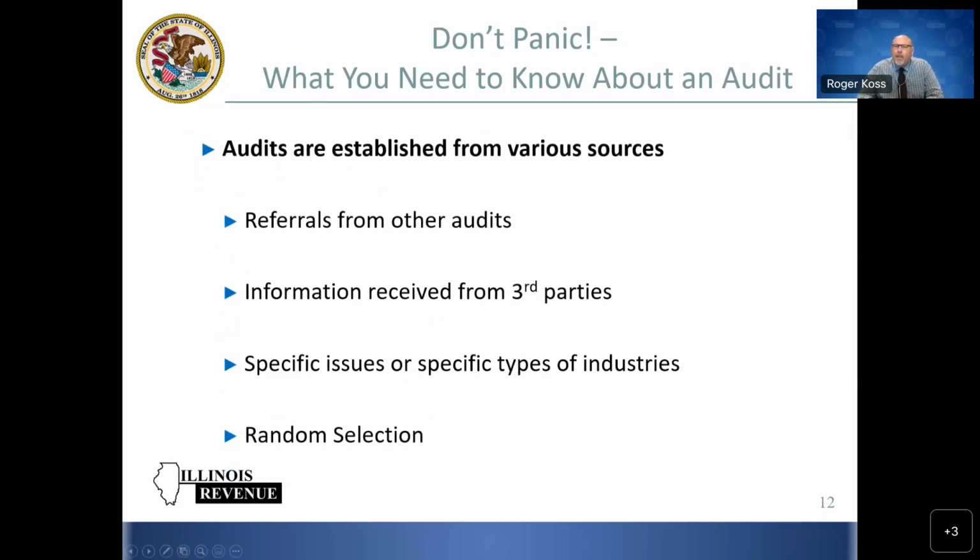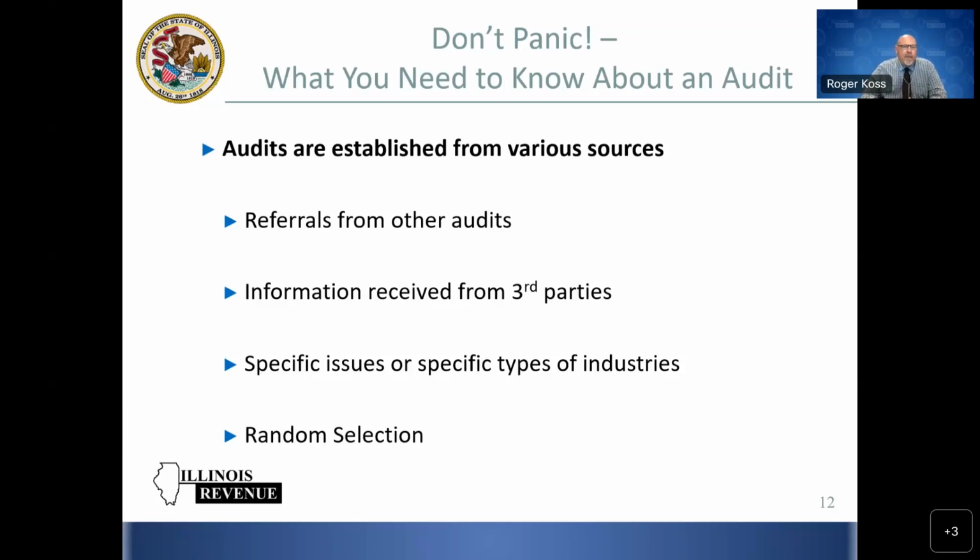Audits are established from various sources. When we are conducting audits on taxpayers and we notice some information during the course of those audits, we may refer other taxpayers for audits. That information will be sent to the audit planning section, who will then do the research, and if needed or if enough information is available, they will establish another audit assignment on the other taxpayer.